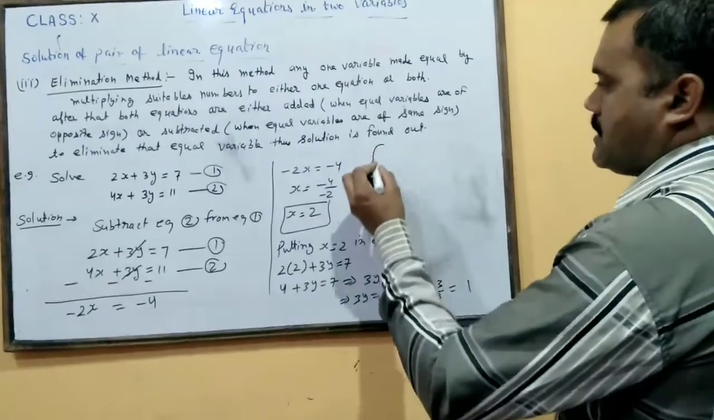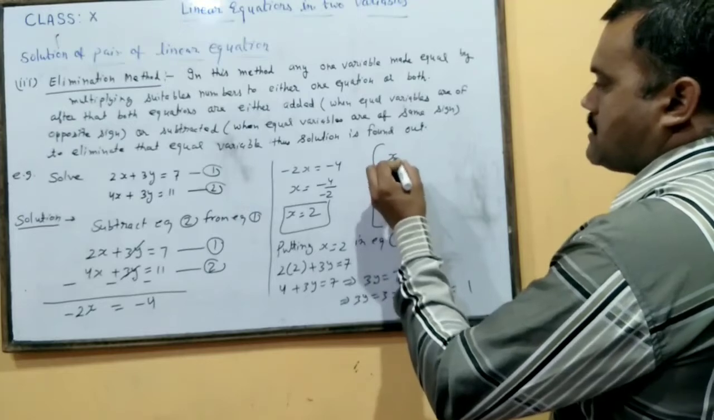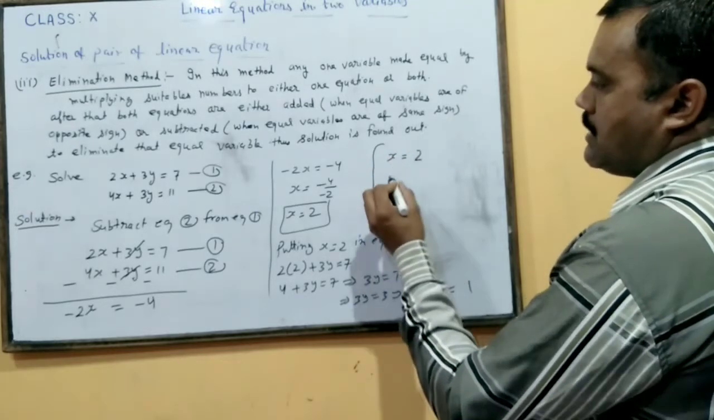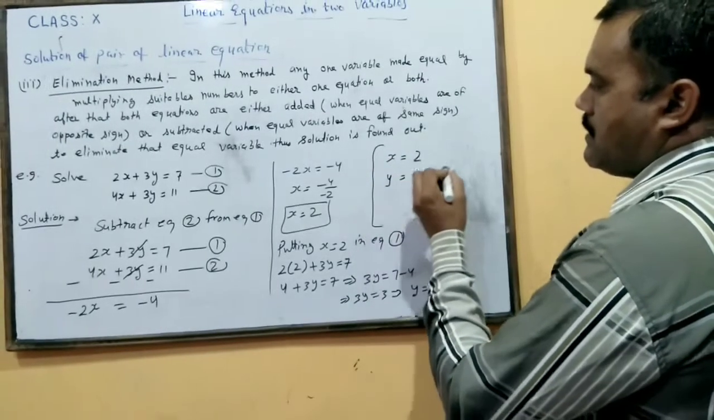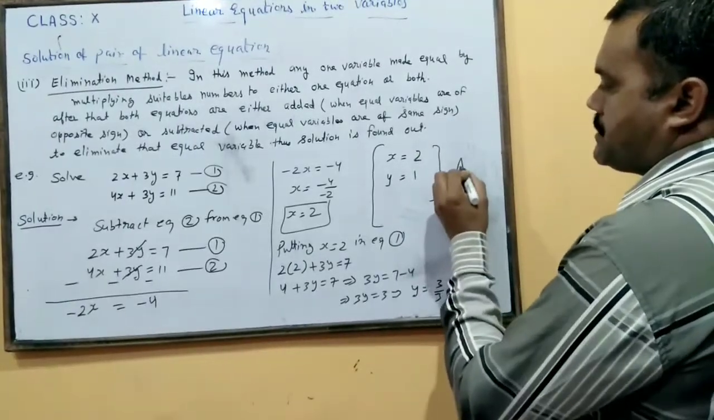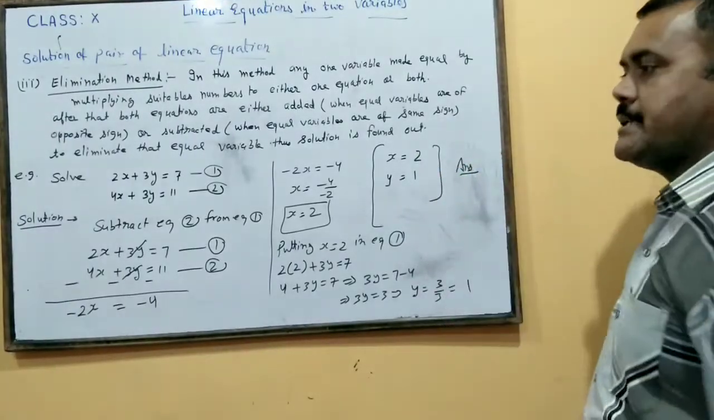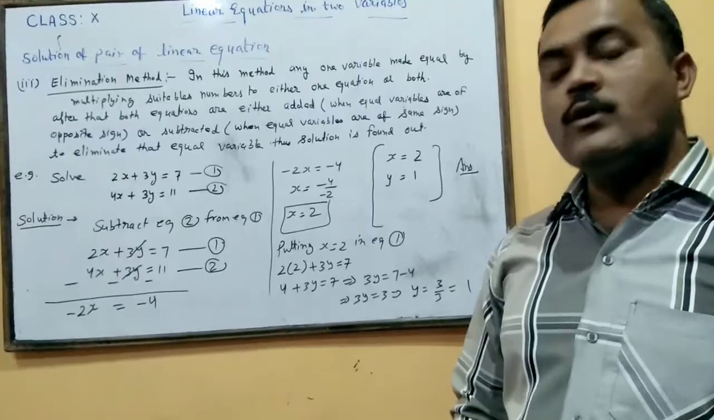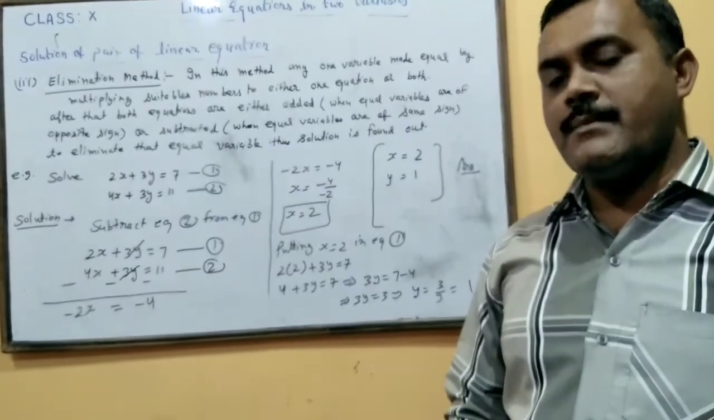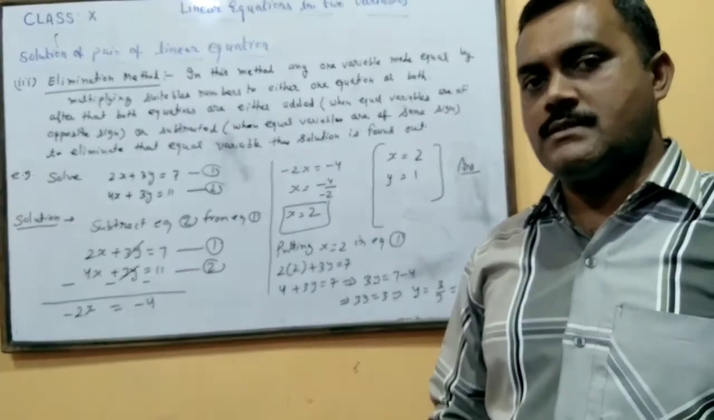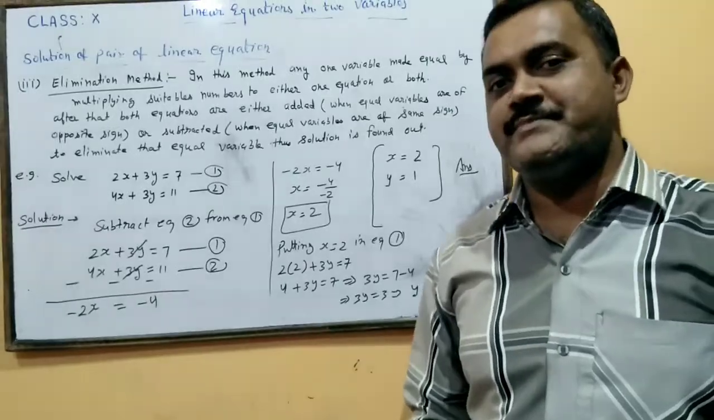Therefore, what is the solution? Hence x is equal to 2 and y is equal to 1. So this will be your answer. Hope this is clear how to do. We will take one more question from this same elimination method, in which we will multiply some numbers. So let us see that example also.